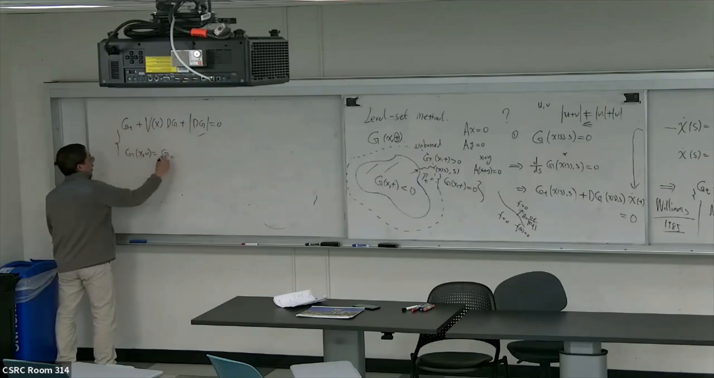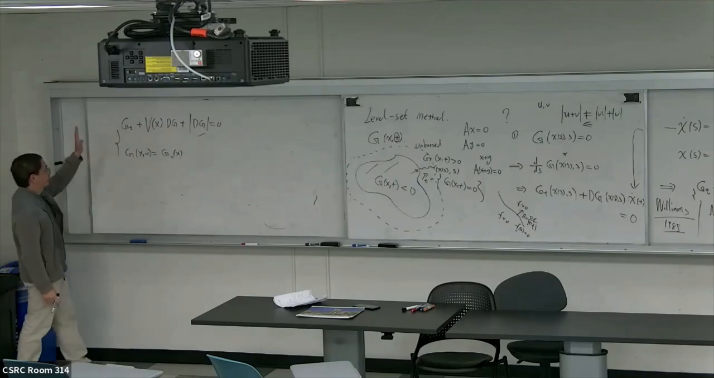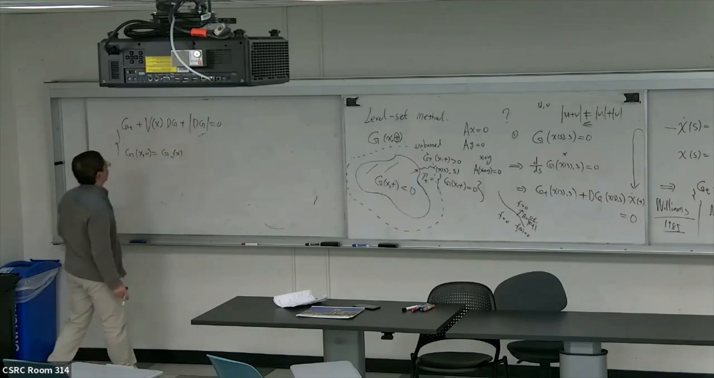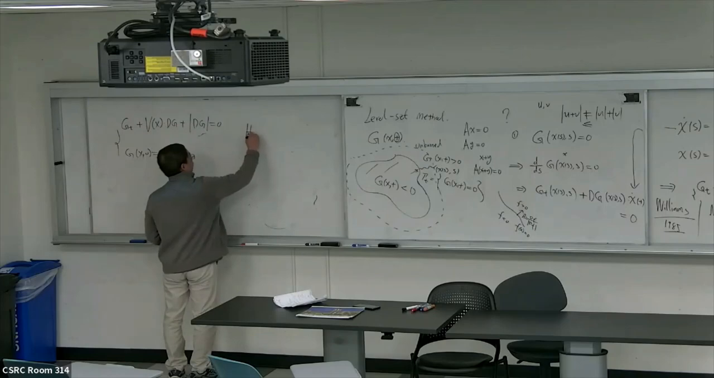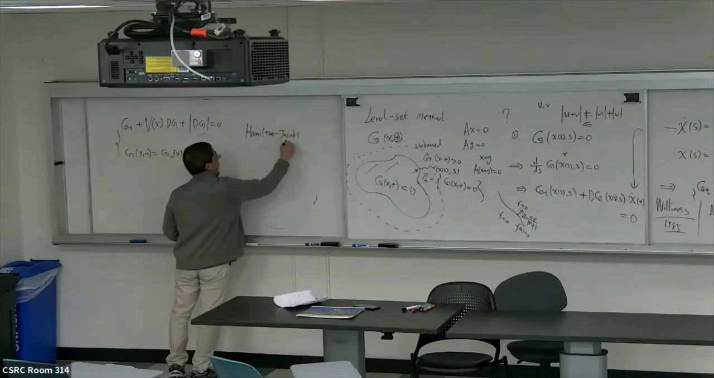Now, when you look at this, it's a PDE, it's first order. When I say first order, it means that it only involves the first derivative. And this one we call the Hamilton-Jacobi equation.